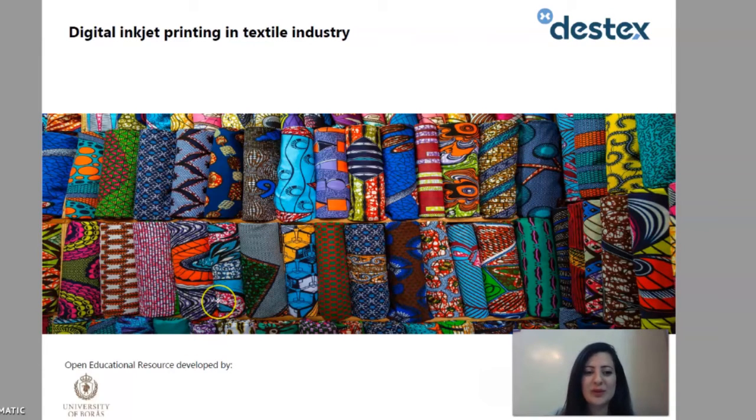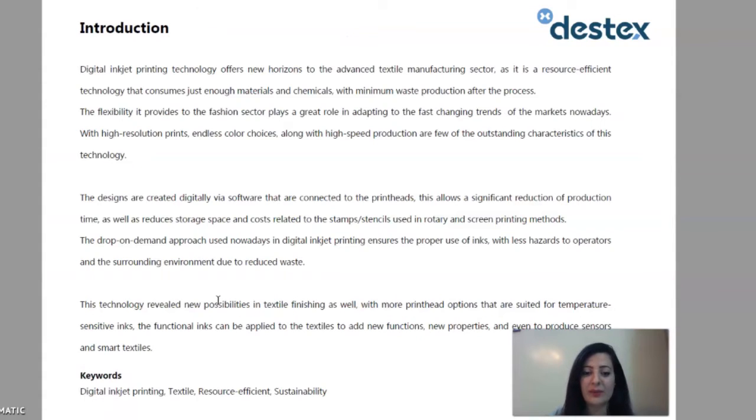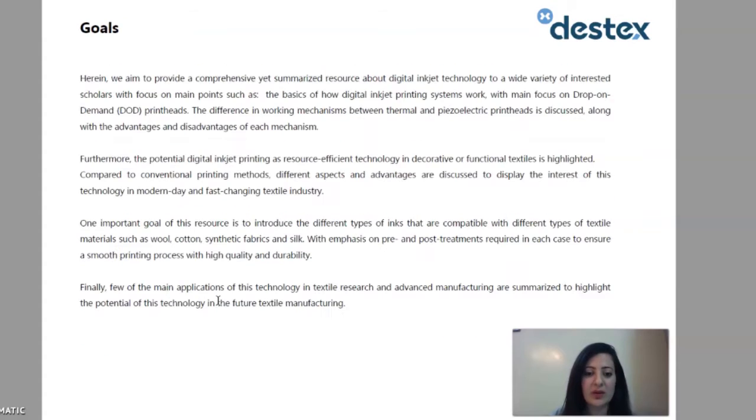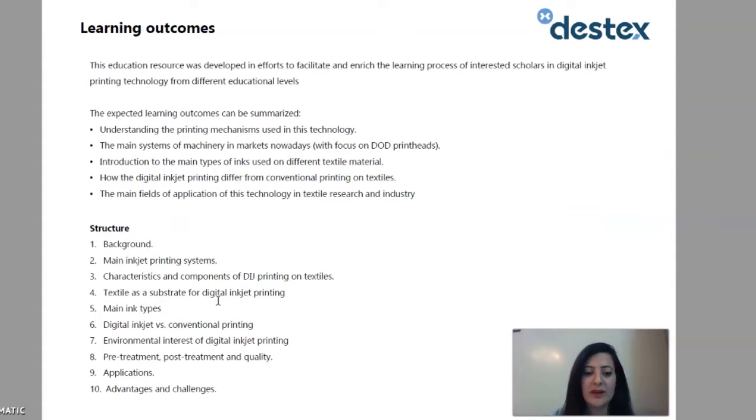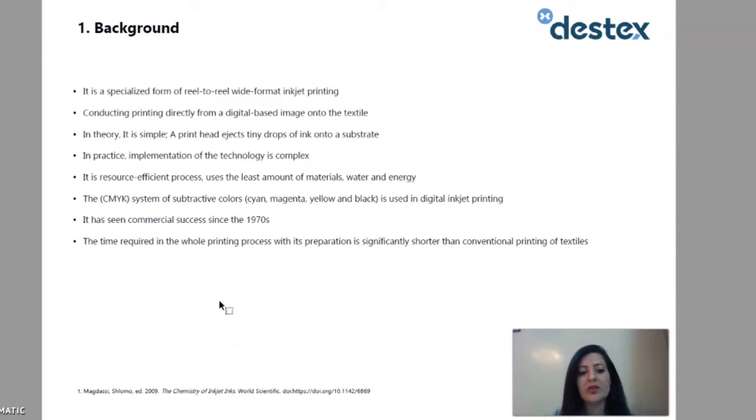Today I will introduce you to digital inkjet printing in the textile industry. We will have a look at the main approaches in this technology and its application nowadays in both research and markets. This technology has been popular since the 1970s, and it is printing some digital input, which is, for example, a picture from a software or a computer, and making it appear with high resolution, or the highest resolution possible, on the fabric or textile.